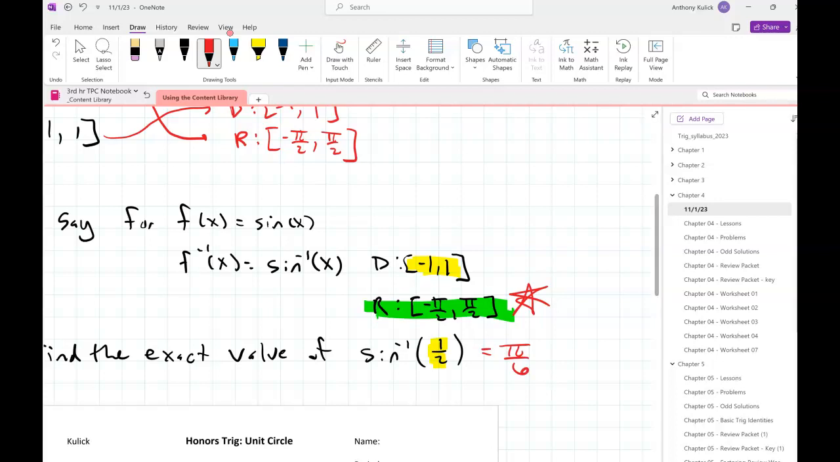Now, did I really have to show any work to do that? No. I just looked up the value from the unit circle and had to make sure I picked the appropriate value. Let's do another.